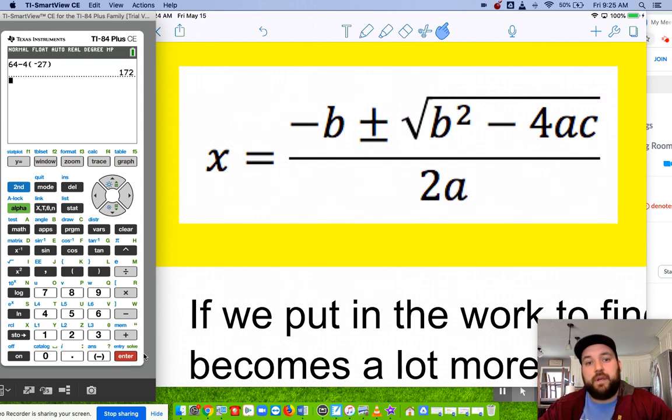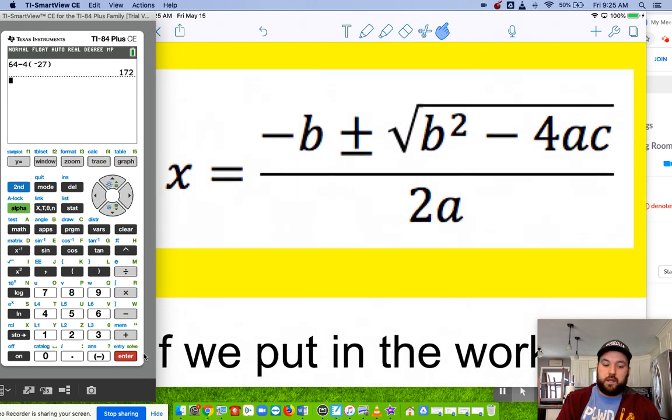This is a big, long, kind of an intimidating equation. And by replacing all the A's, B's, and C's with the numbers from the equation, we can find the solutions to a quadratic equation, just like we did with factoring, and before that with square roots.